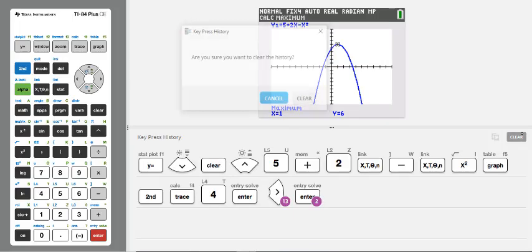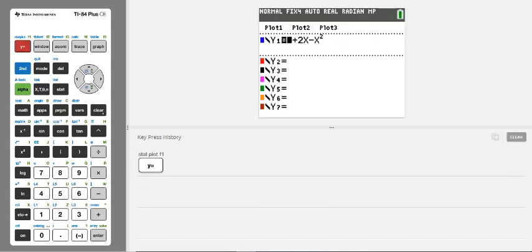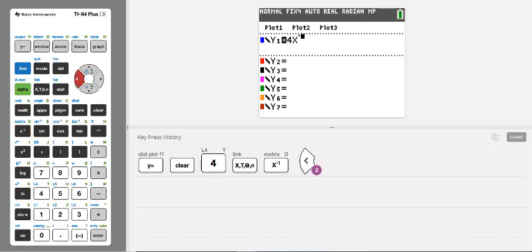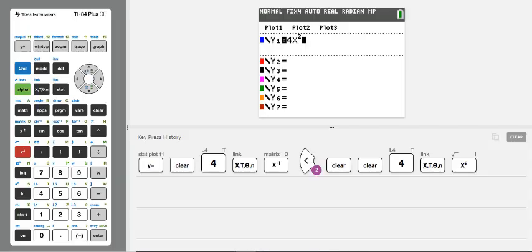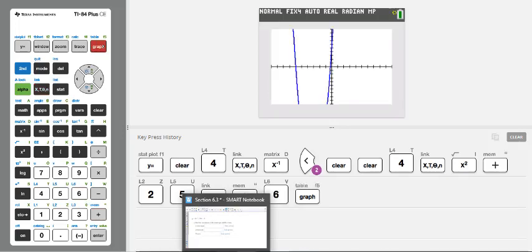So y equals 4x squared. Let's just go clear. 4x squared. What was it? 25x plus 6. Okay, now we hit graph.